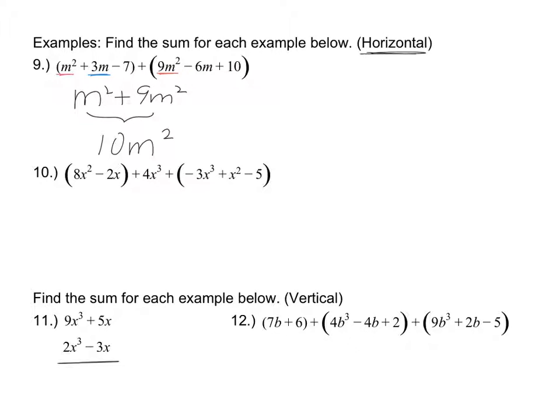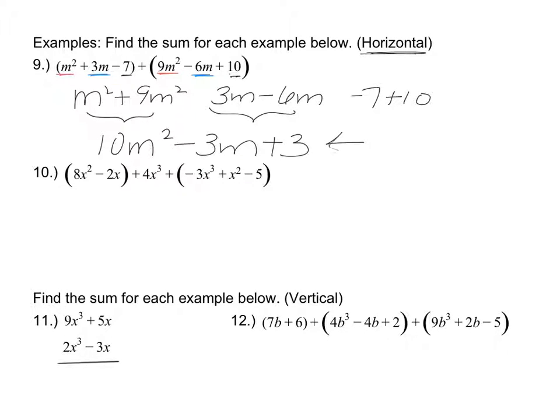Then I have a 3m and a minus 6m. So I'm going to combine those two together. And that's going to give me a minus 3m. And then finally I have a minus 7 and a plus 10, which is going to give me a plus 3. And this is the sum of those two expressions or polynomials.